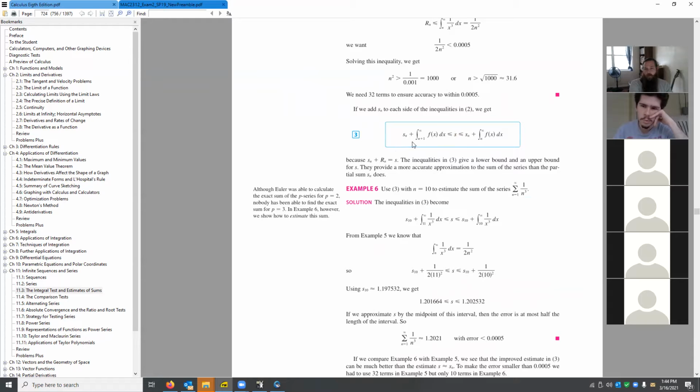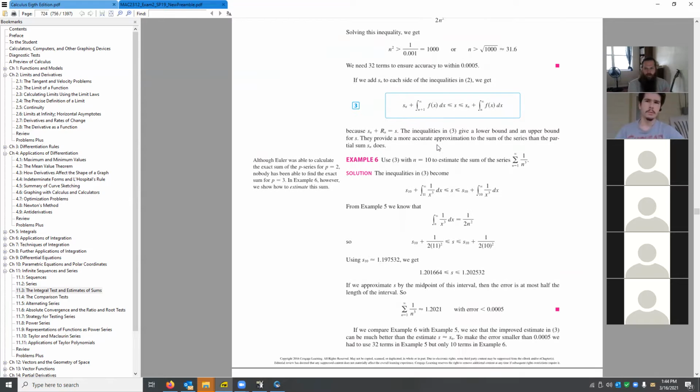And if you want to go the other way, find something a little bit smaller than the actual value of your series, take Sn and add to that the integral from n plus 1 to infinity of f of x dx. And this will give you two numbers, one that's bigger than your series, one that's smaller than your series. So you can get kind of an interval of values that your series could take its value from.